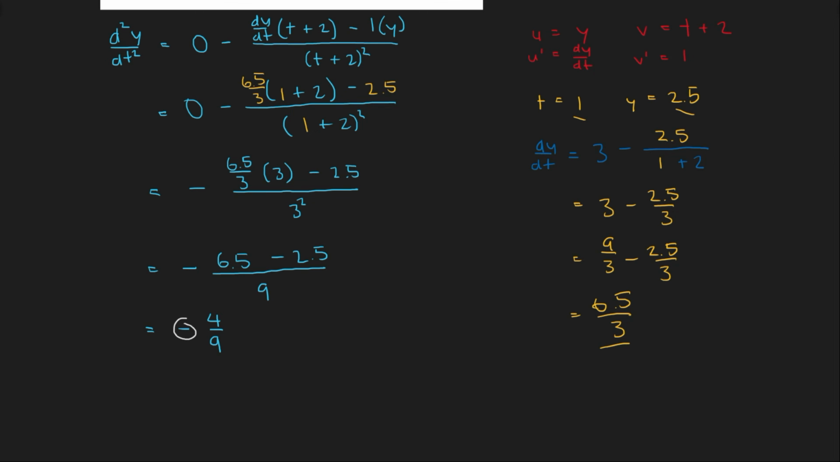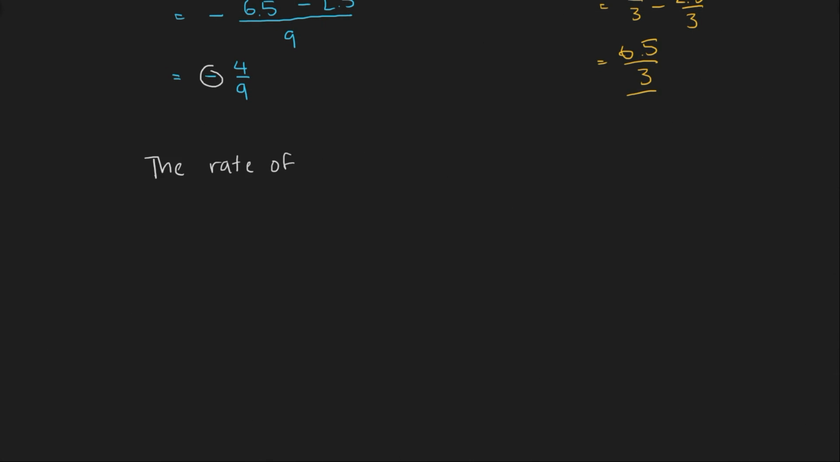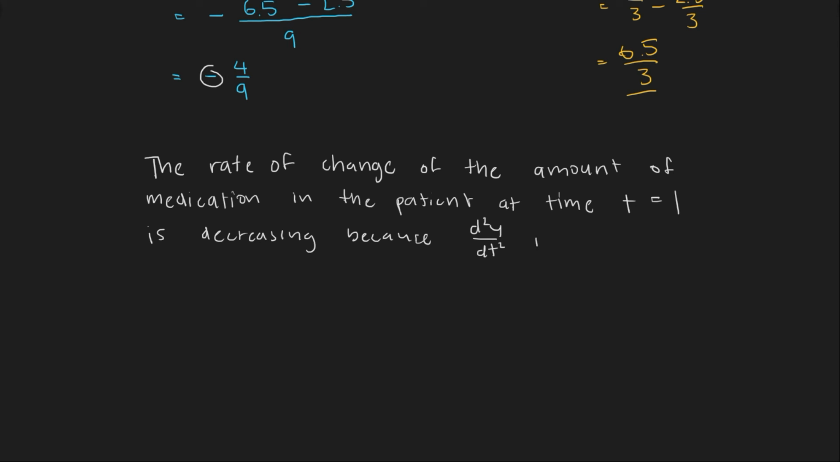In order to tell whether the slope is increasing or decreasing, we need to focus on the sign of the second derivative, and we see that our value is negative, so we know that the rate of change is decreasing. Try to be specific in your final answer like I've done here.